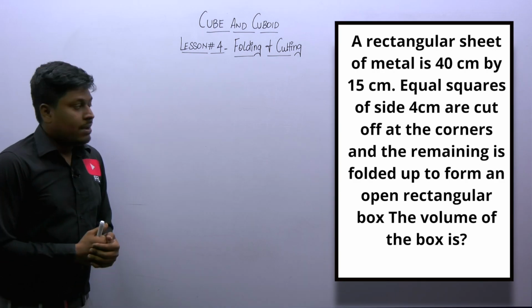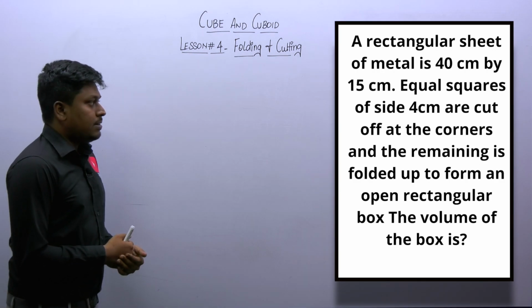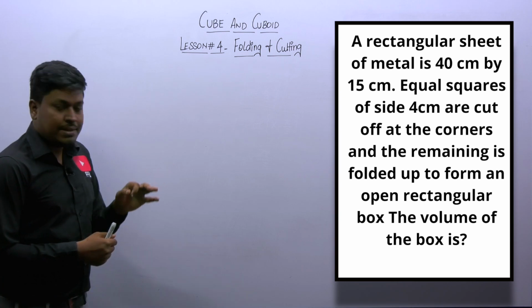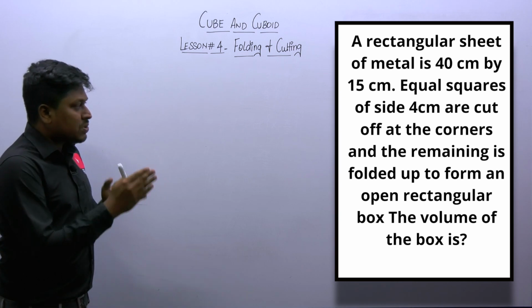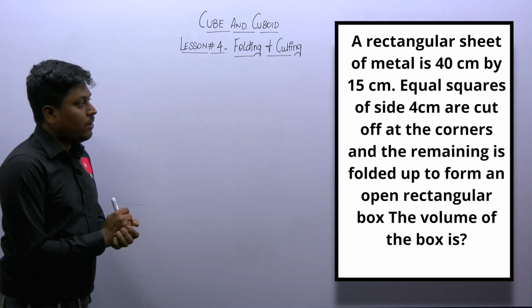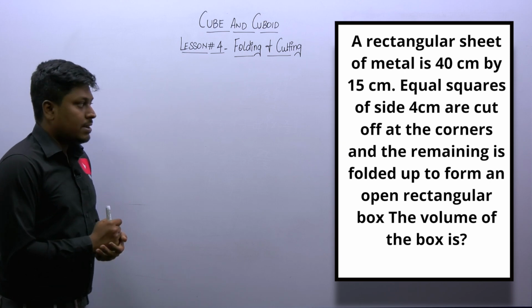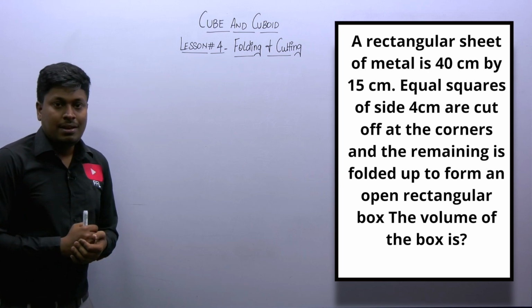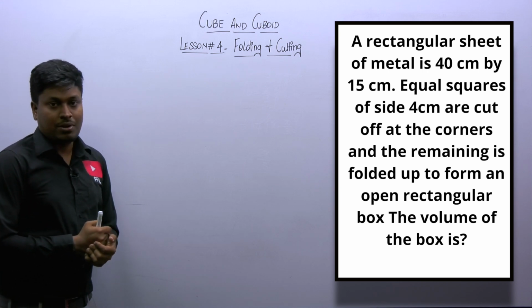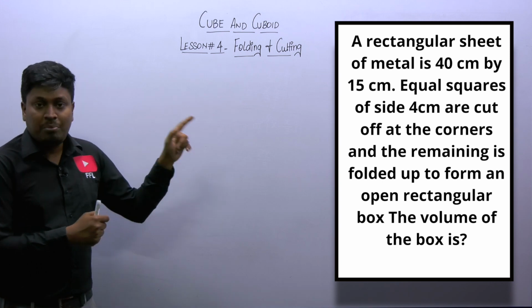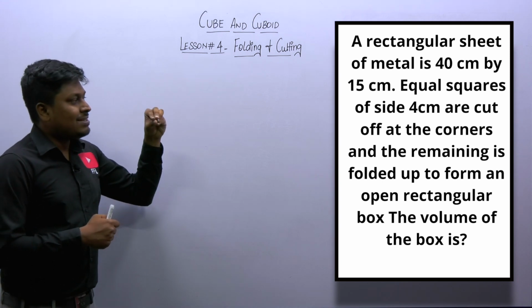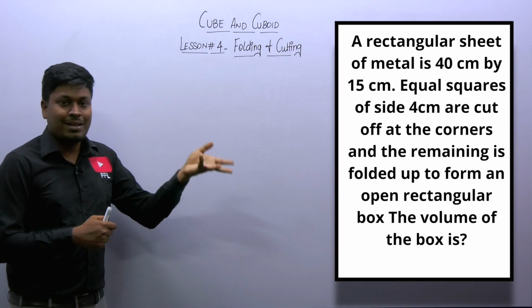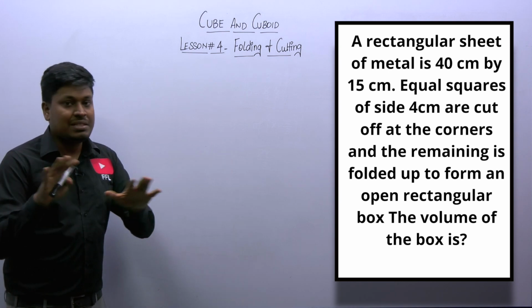Question number 1. A rectangular sheet of metal is 40 cm by 15 cm. Equal squares of side 4 cm are cut off at the corners, and the remainder is folded up to form an open rectangular box. Find the volume of the rectangular box. So friends, very interesting and important question too. First let me explain the concept of the question. Once you understand the concept, solving the question is very simple.